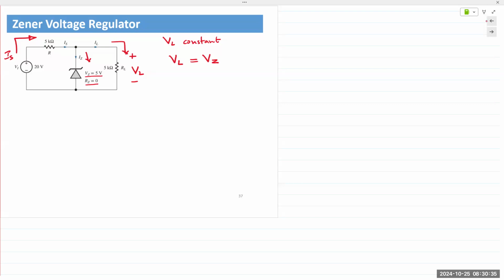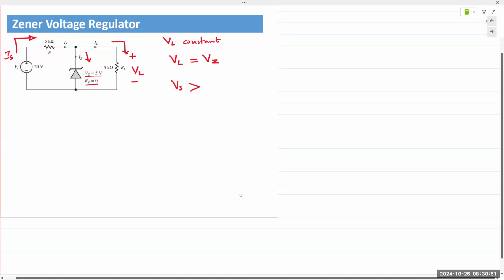How much is the source voltage? 20 volts, right? It's higher than the Zener voltage. So our assumption would be that the Zener diode is on and conducting, providing an output voltage of 5 volts. So since Vs is greater than Vz, assume the diode is on, D is on. Let's refer to the source voltage as Vs.